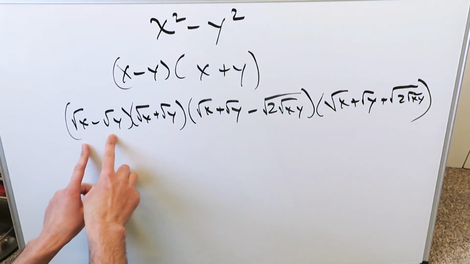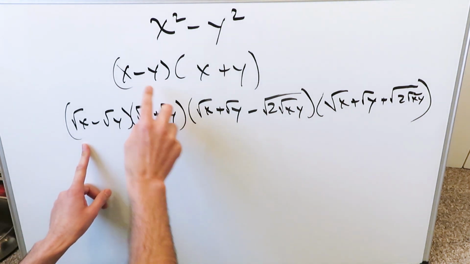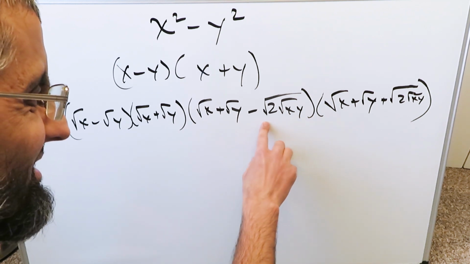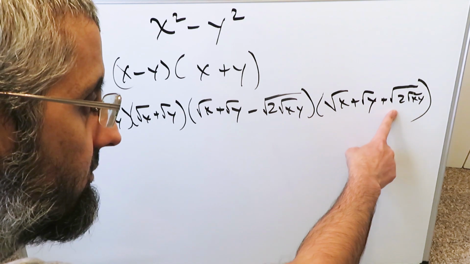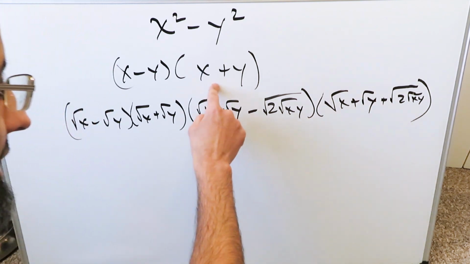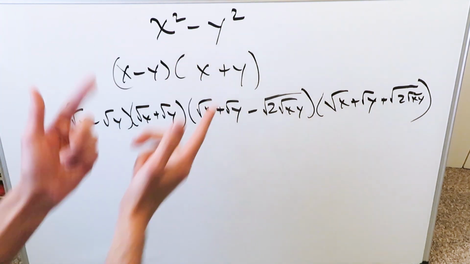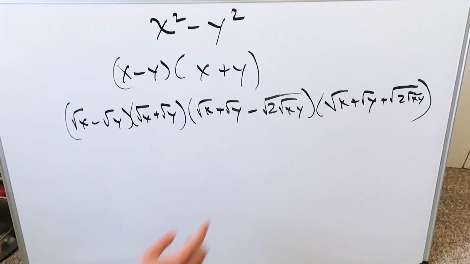We have root x minus root y times root x plus root y gives you x minus y. We have root x plus root y minus root 2 of root xy times root x plus root y plus root 2 of root xy. This gives you x plus y. These in product give you that, and you're done. Anyone can easily multiply these across and test them out. I'll test them out for you so you know I'm telling you right.